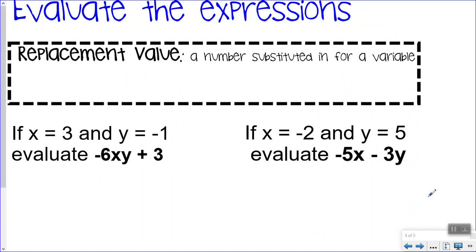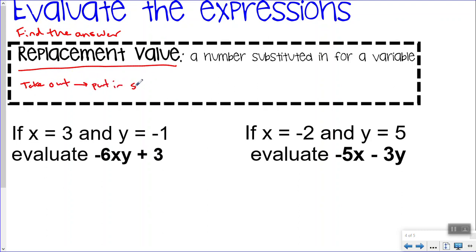This is where we're going to get into more of the math with the expressions. And we're going to want to evaluate them. Evaluate means find the answer or find the value. But in order to do that, we need to be given replacement values. If you replace something, you take something out and put in something new. So replacement values are the new values that we are going to put in where the variables used to go. We're going to substitute, would be our math word.